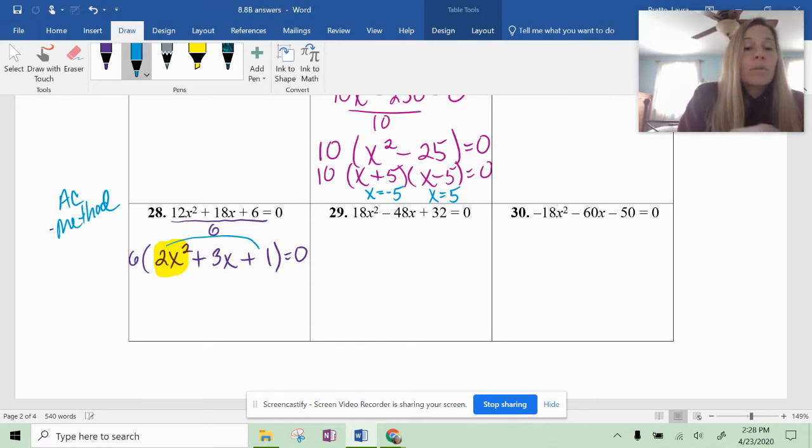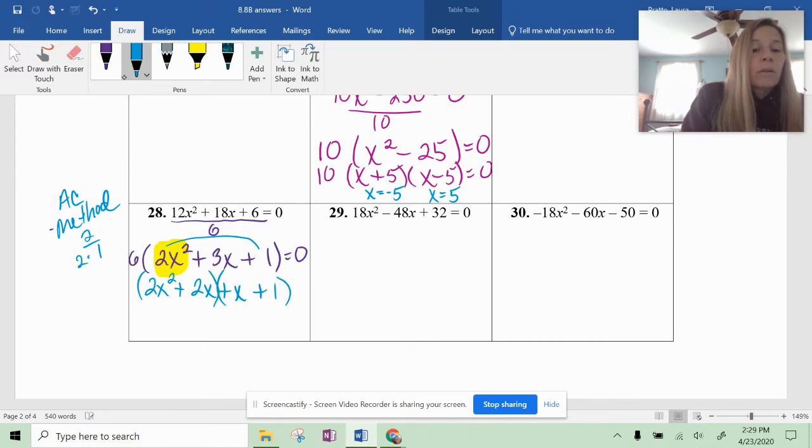So 2 times 1 is 2. What are the two numbers that multiply to 2 that add to get 3? Well, 2 and 1. So we're going to recopy this into 2x squared plus 2x plus x plus 1. And now you're going to do your grouping. So this is kind of a more challenging problem here.